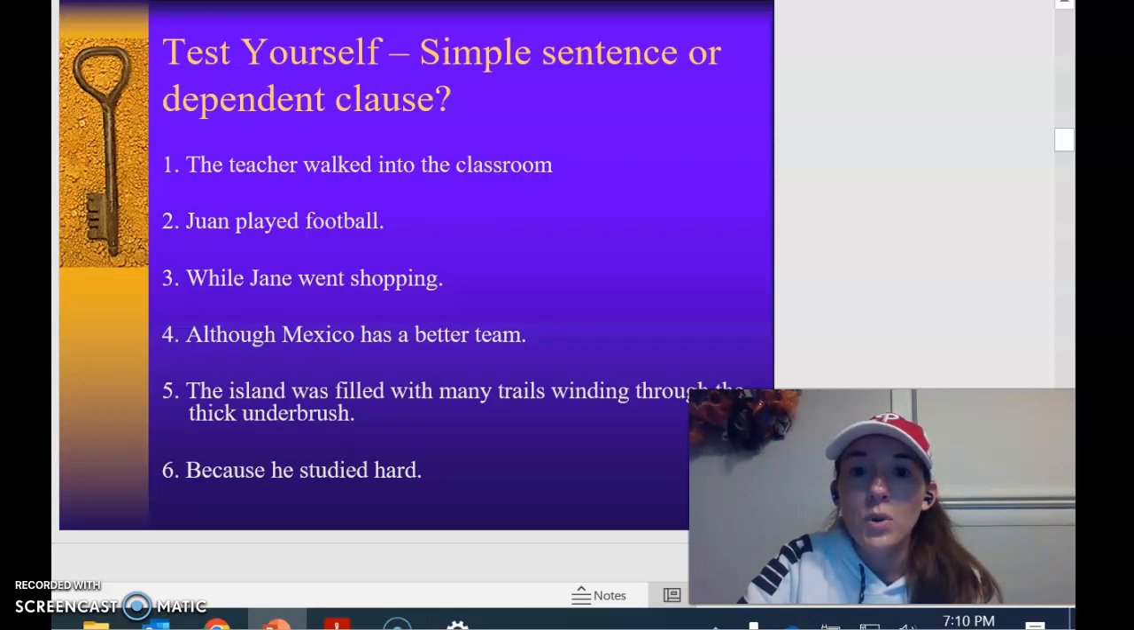1. The teacher walked into the classroom. 2. Juan played football. 3. While Jane went shopping. 4. Although Mexico has a better team. 5. The island was filled with many trails winding through thick underbrush. And 6. Because he studied hard.